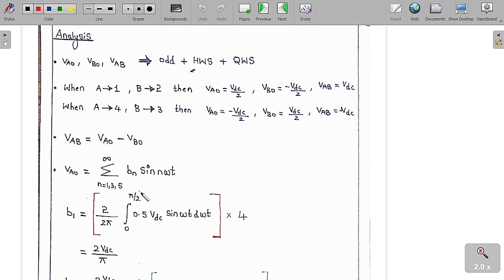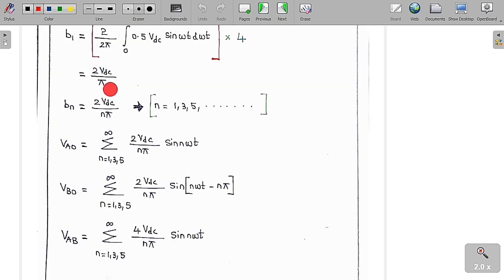In 0 to pi by 2, what is the nature of VA0? Here it is 0.5 VDC. So if we simplify this, finally we are going to get 2 VDC by pi. So B1 is equal to 2 VDC by pi. But I want the general expression Bn, so just divide by n, everything else is the same. So 2 VDC by n pi is the general expression.